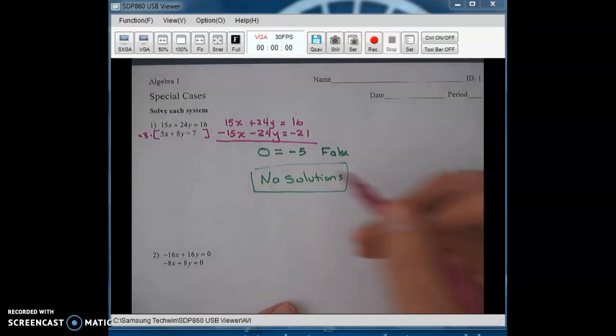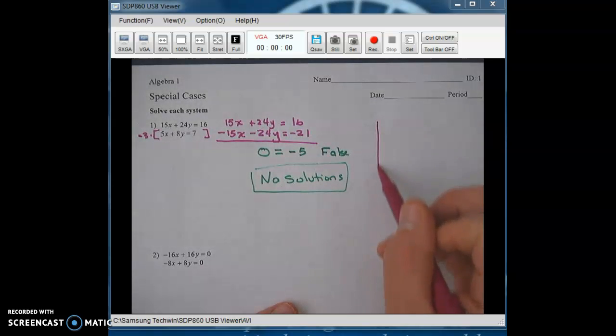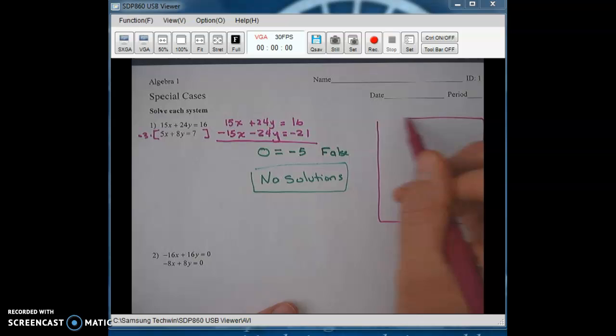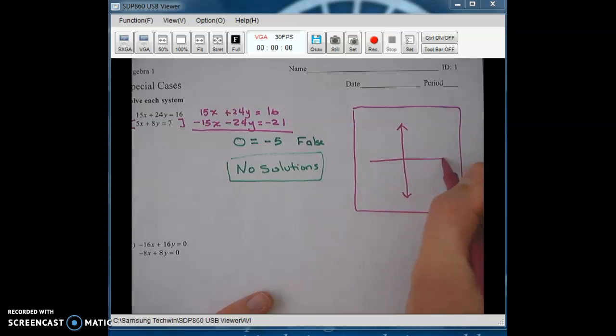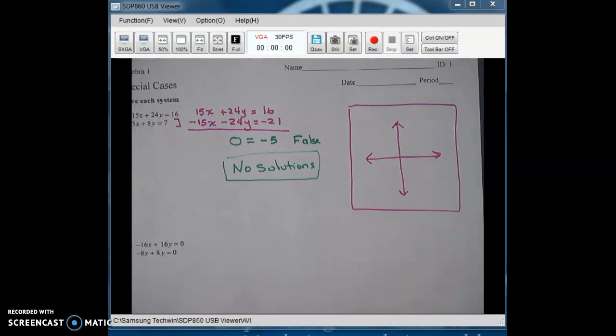do the no solutions, that's not too hard, but I would also like you to take a second just to kind of make a spot on your paper where we're going to look at what the graph of these would look like. And so if we just kind of make a graph over here, we can get a sense of what the graph looks like.